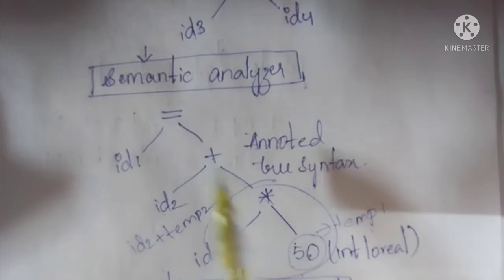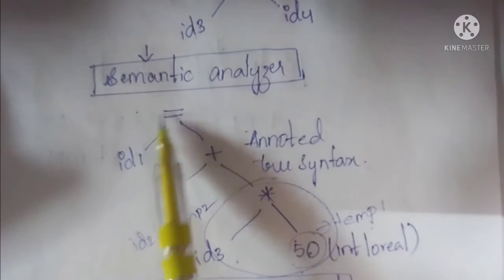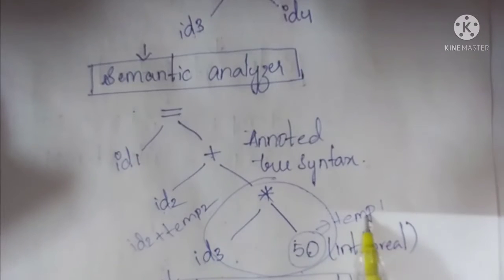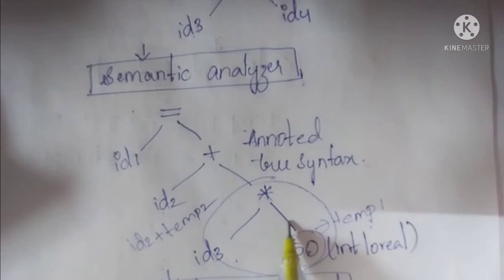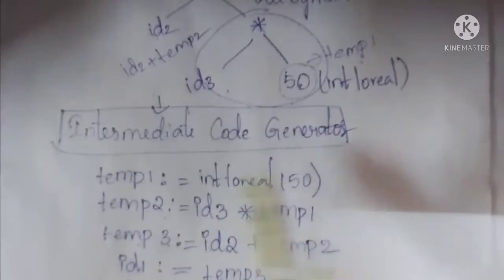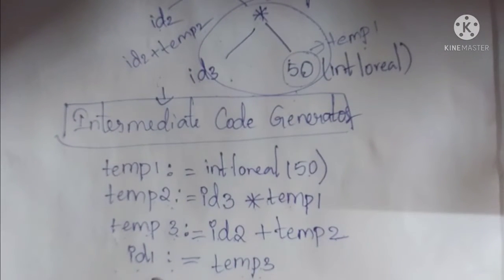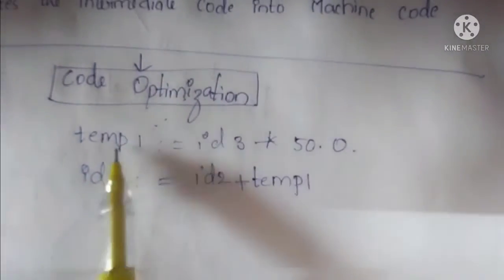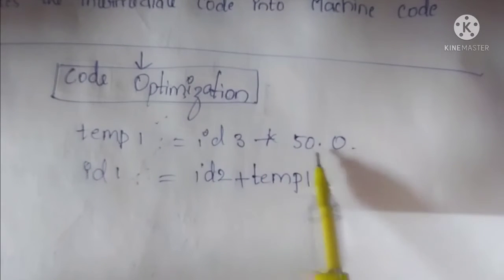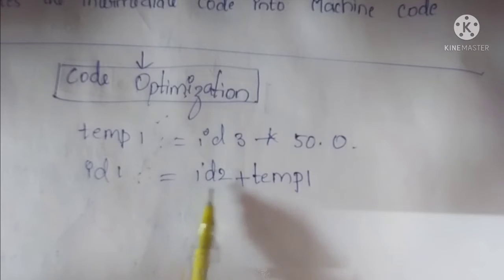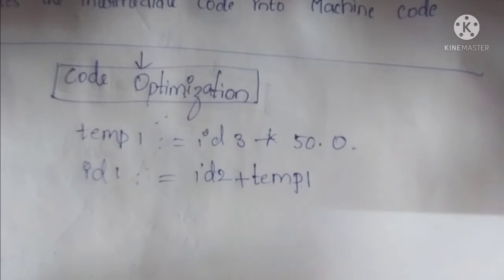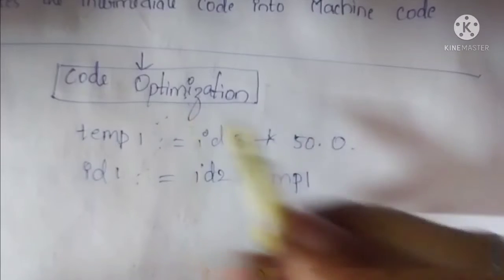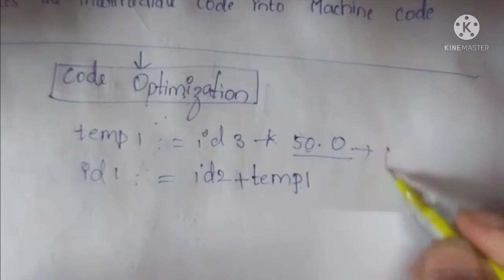See here, id1 equal to id2 plus this total, we are calling it temp1. So we can store it in two steps. But in the intermediate code generator we had stored each and everything in a single statement line. So the extension to the intermediate code generator is code optimization. What we have written is temp1 equal to id3 into 50.0 and id1 equal to id2 plus temp1. Okay, so code optimization can take float values also. Remember this one.